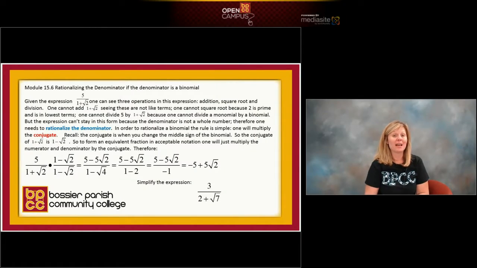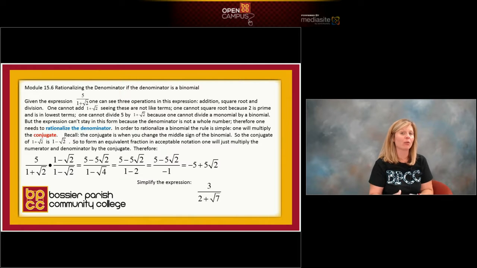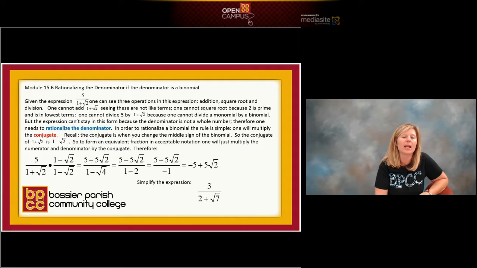Okay, everybody, so now that we understand the process on how to rationalize the denominator, we have to discuss what happens if the denominator is not one term, a monomial, but instead two terms, a binomial. So if you look at your PowerPoint at your expression, you have 5 divided by 1 plus square root of 2. And you will see in that expression 3 operations. There is division, addition, and square rooting.